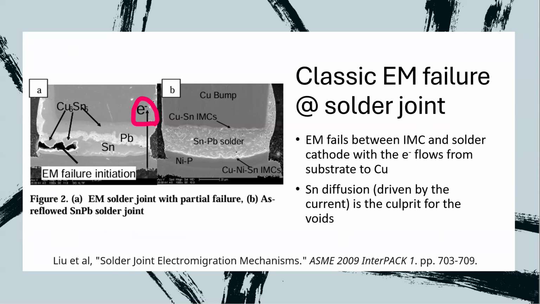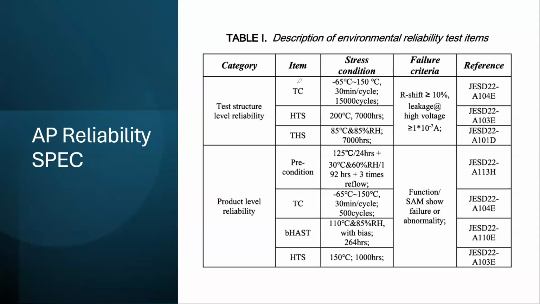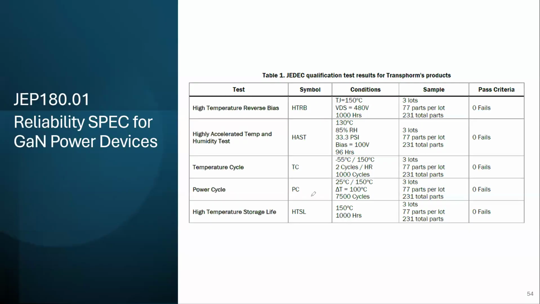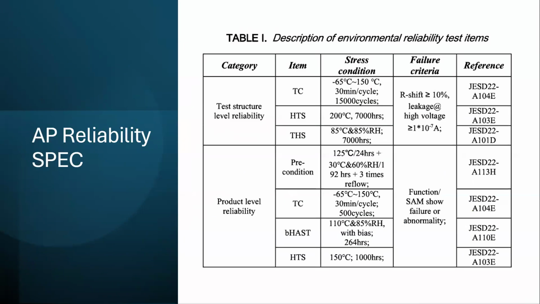Okay, here's what we're going to see. This reliability test. All right. Previously, we saw the other reliability test. This is the JEP180.01 spec for gallium nitride power devices. I mentioned earlier, high temperature, reverse bias, 480, and then how long you do it, 1,000 hours, no fail. You compare that to the advanced packaging.